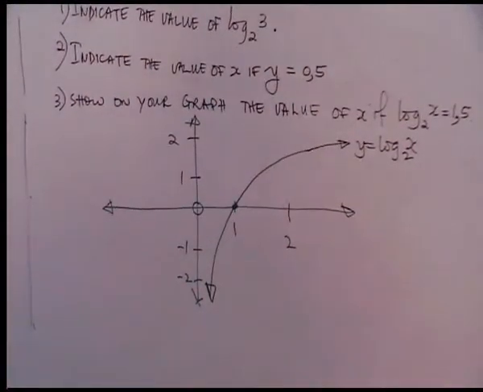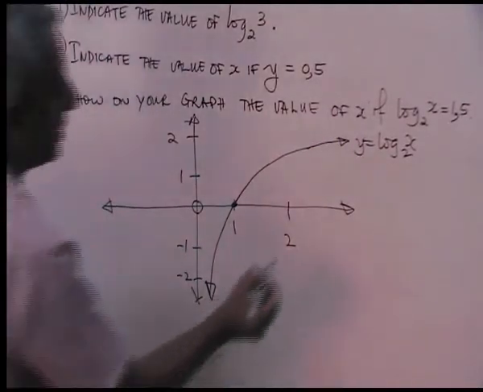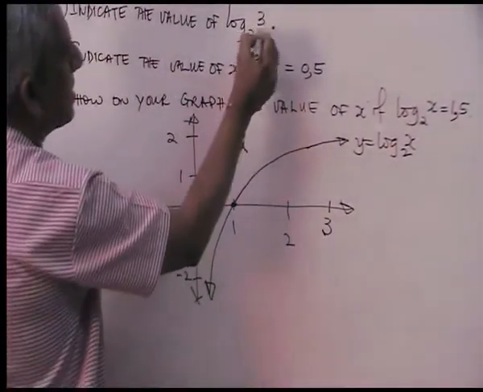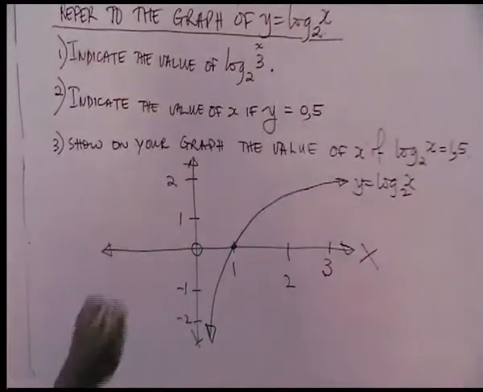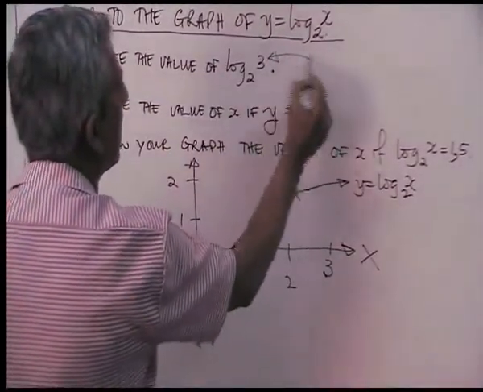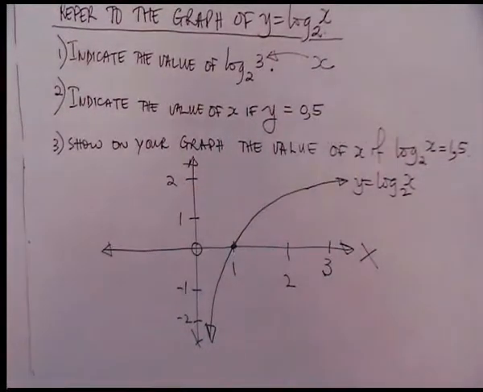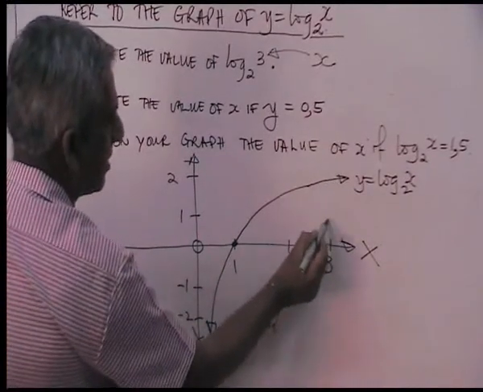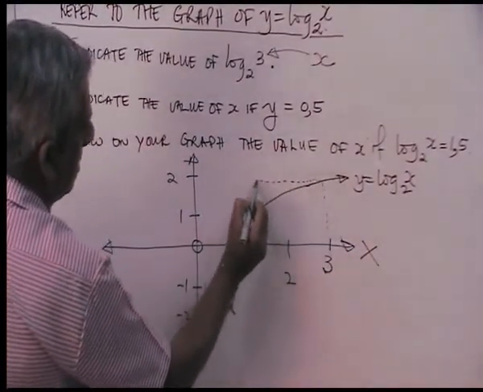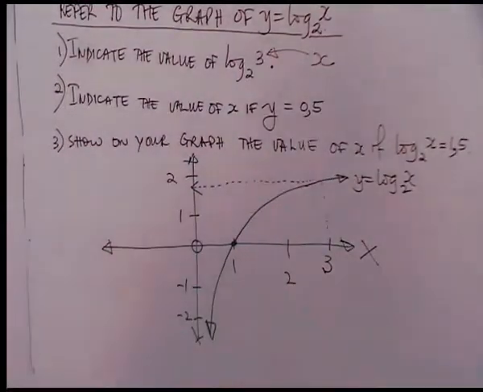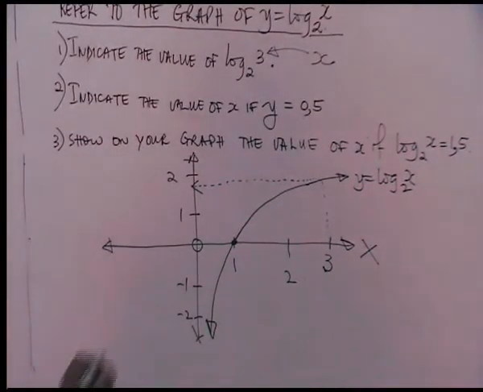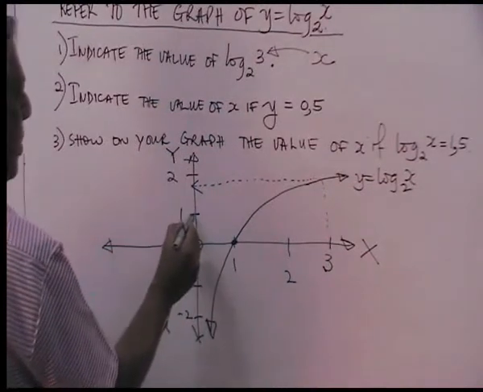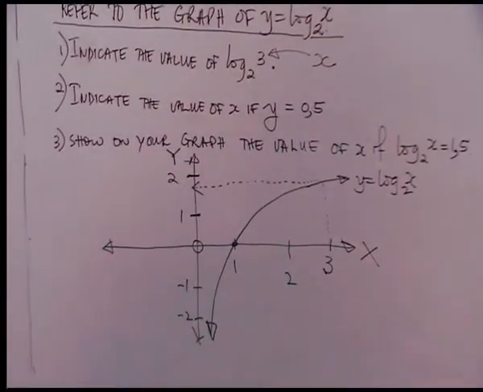You want the value of log of 3 to the base 2. Well, 3 will be here. So x is 3, you see. This 3 is actually x. So if x is 3, then the value of log of 3 will be indicated there, like that. So you want to indicate the value of log 3 to the base 2. Well, x is 3, I go up from 3 perpendicular, and then I go to the y-axis, and I find it's going to be some value between 1 and 2.